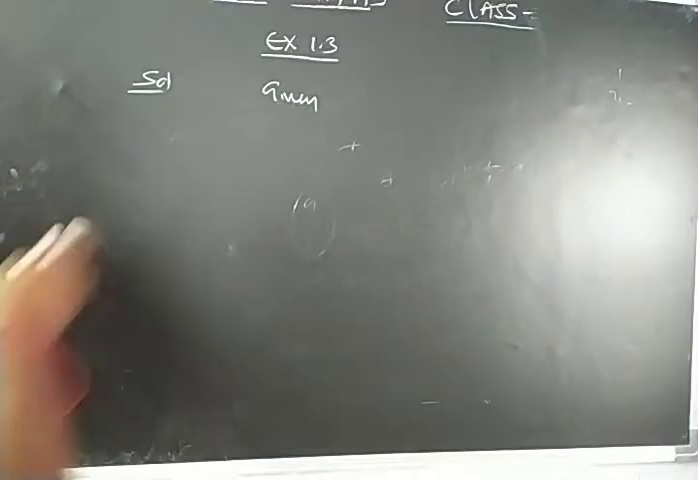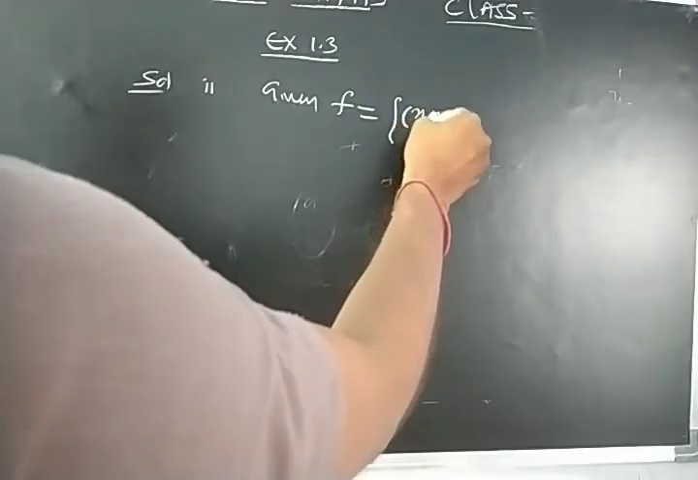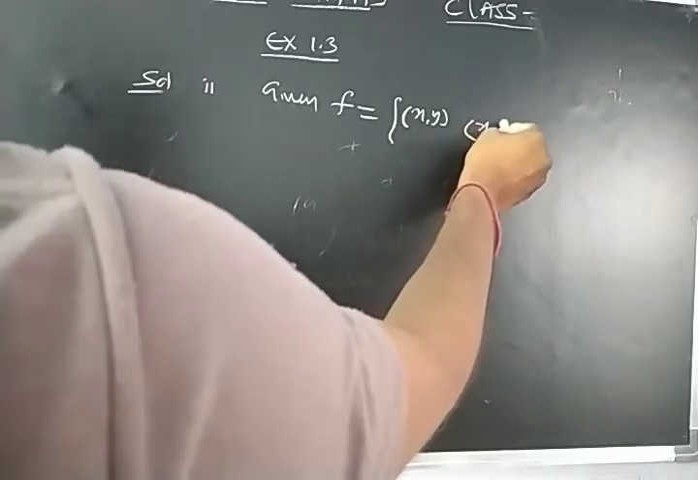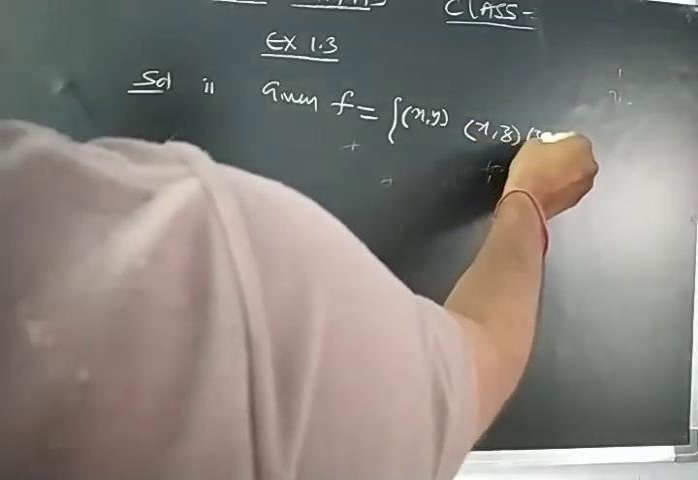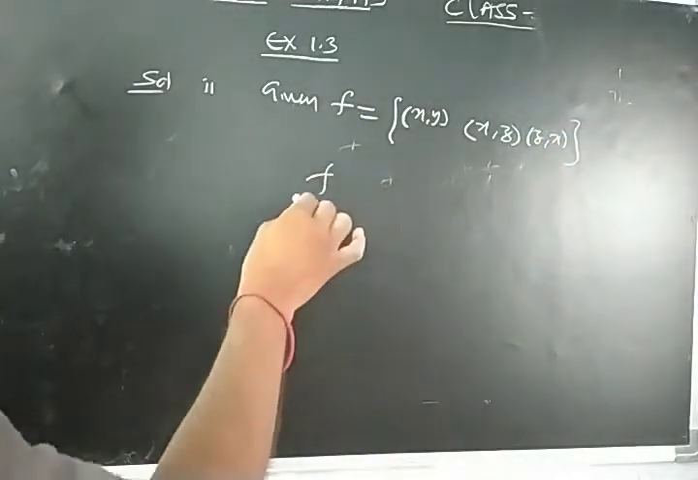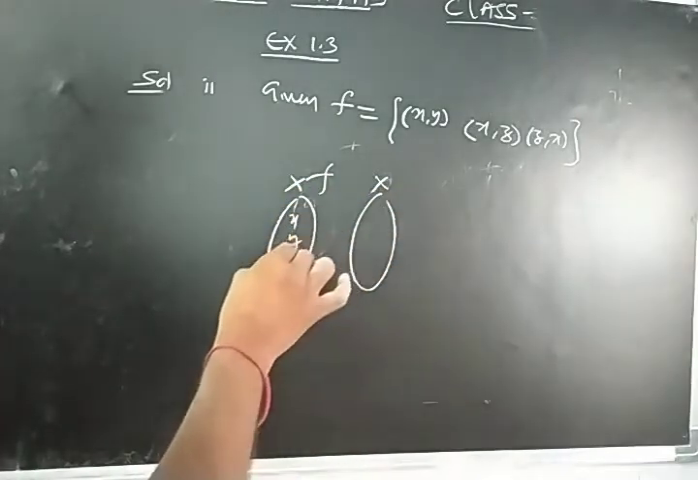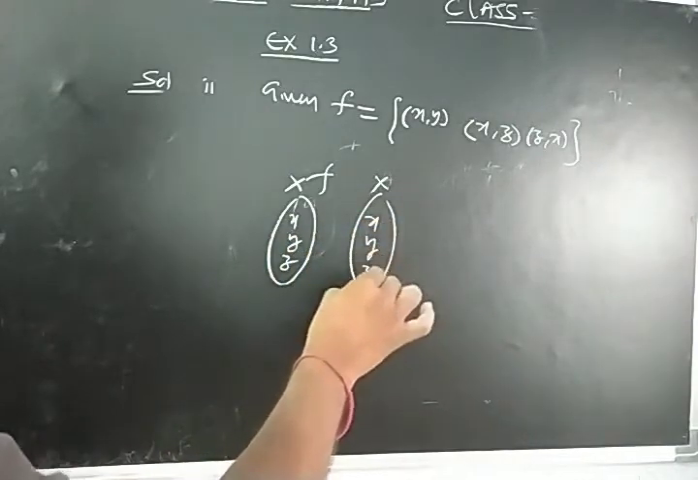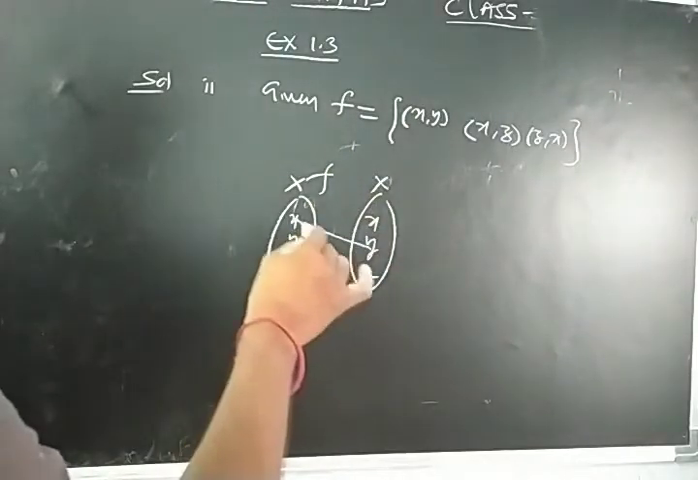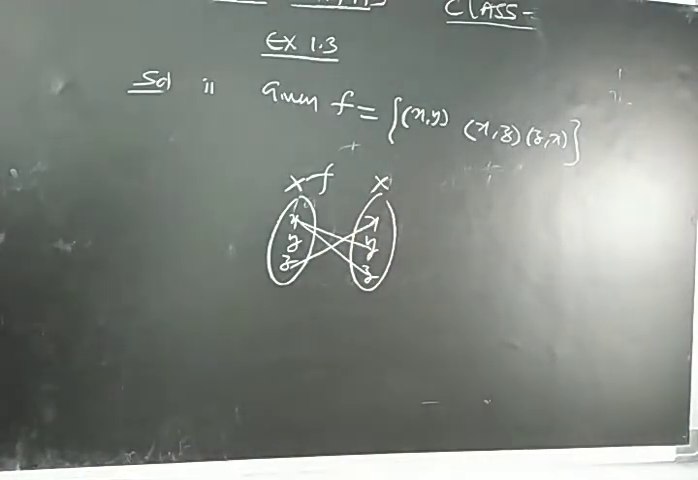In this second problem, given f equal to, what is given? (x, y) first ordered pair, second ordered pair (x, z), third ordered pair (z, x). Okay, again I am using the diagram. It is defined from X to X having three elements x, y, z. Here also x, y, z. Now according to the relation, x is related with y. Okay. x is related with z. Okay. z is related with x. Now check. Is this a function?